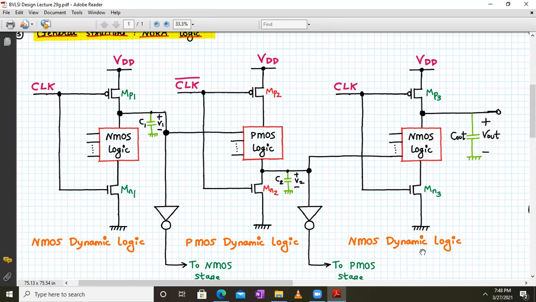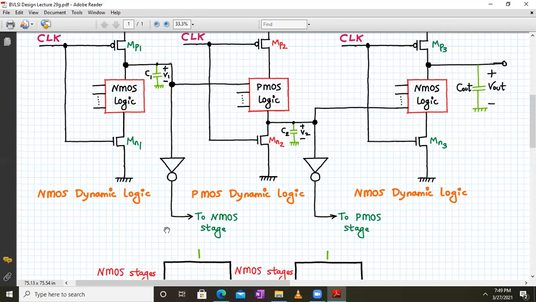Again, the next stage is my NMOS dynamic logic. All the inputs over here in the NMOS logic are made up of NMOS transistors, and we have connected the clock to the MP3 and MN3 gate terminals. Finally, we have the output capacitive load, which is C out, and the output across it is V out. Here also we have connected a static CMOS inverter for connecting to the next NMOS stage, or to the next PMOS stage.